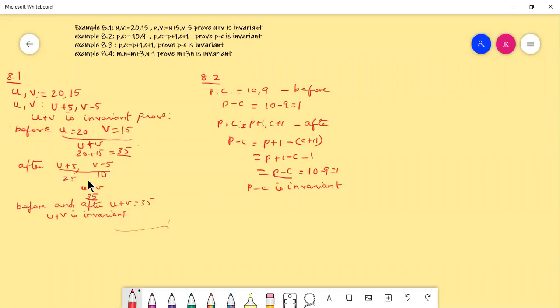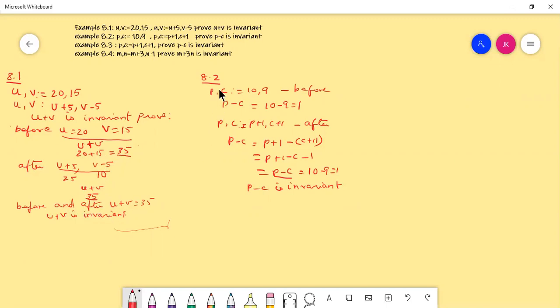Now when I add after giving u value as u plus 5 and v value as v minus 5, after changing the value of my variables, what is my u plus v? My u plus v is again 25 plus 10, which is equal to 35. So before also it is 35. After changing my value also it is 35. So my u plus v is invariant. Can you understand now? Yes.